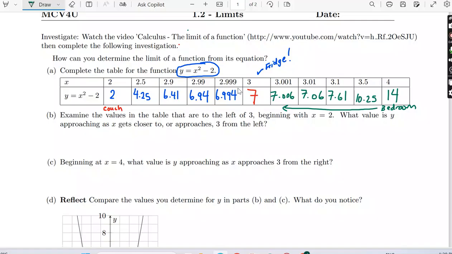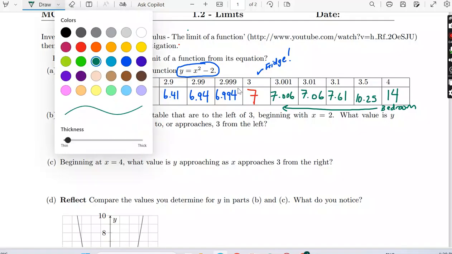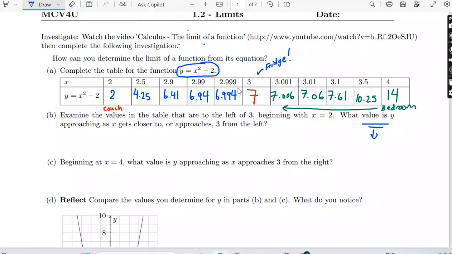Now examine the values in the table that are to the left of 3, beginning with x equals 2. What value is y approaching as x gets closer and closer to, or approaches, 3 from the left? Well, what value is y approaching? 7. Okay. Beginning at x equals 4, what value is y approaching as x approaches 3 from the right? So that's from the bedroom. We're approaching it from the right. It is also approaching 7.